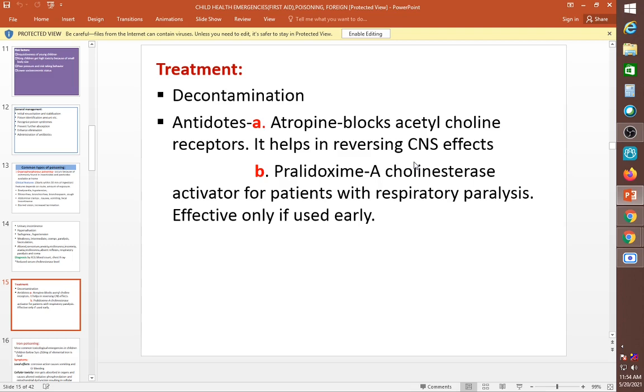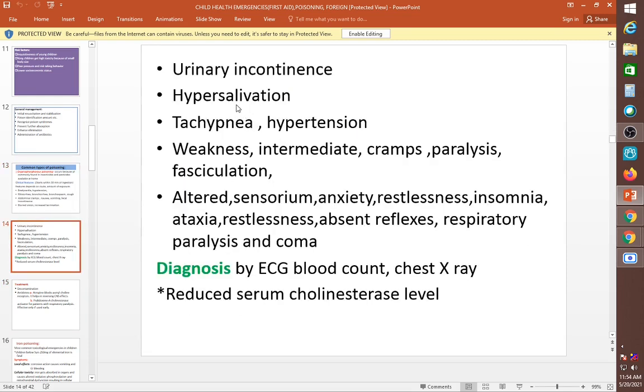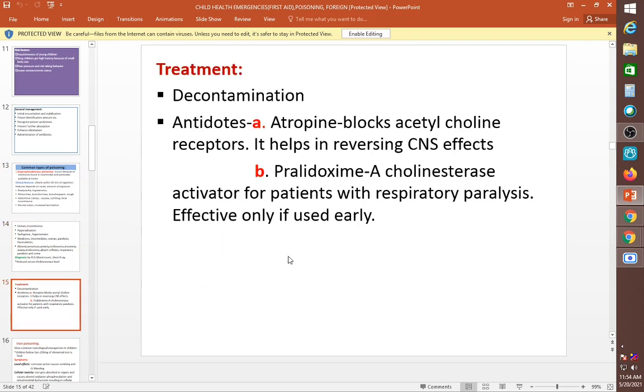preventing or decreasing the secretion. Do you remember the secretion is occurring everywhere? Here, rhinorrhea, bronchorrhea, then increased lacrimation, hypersalivation. There are so many secretions. So atropine helps in decreasing the secretions.